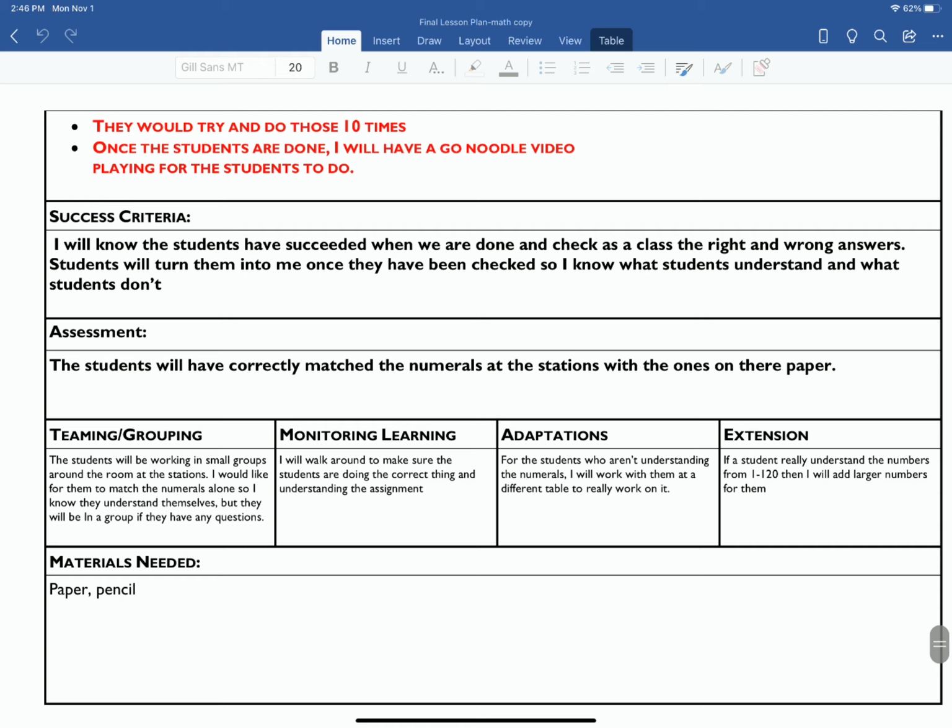I think numerals are hard in themselves, so I don't think that one will be done very often, but that is a good one to use. And the simple materials that will be needed are just paper and pencil. So that is my lesson plan.